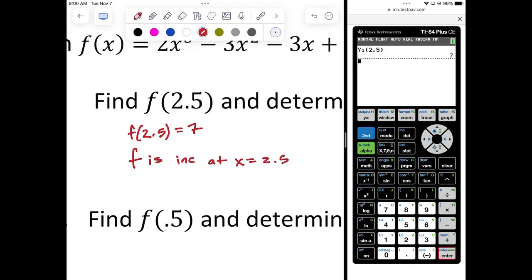The graph was easy. It was blinking at a place where the graph was going up. How could I use something about the function in the future to help me understand if it's increasing? Can you just plug in 2.5 for all the x values? Well, I plugged in 2.5 and I got a 7. I want to know if the graph is going uphill or downhill at that moment.